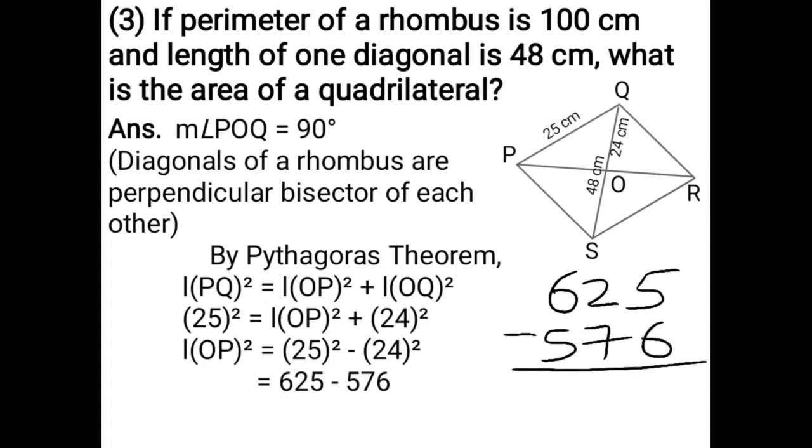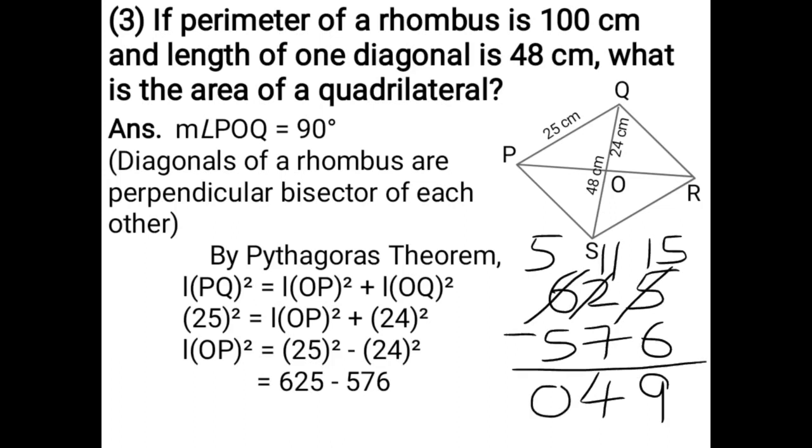5 minus 6 is not possible, so here it becomes 15. Before one digit you have to cancel and it becomes one less, so it becomes 11. Because 2 minus 7 is not possible, here it becomes 5. Now I will subtract. 15 minus 6 is 9. 11 minus 7 is 4. 5 minus 5 is 0. That is equal to 49.